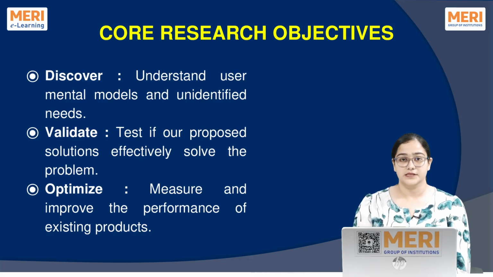Number 2, validate. The second objective is validation. Validation research answers questions like, does this design solve the user's problem? Can users complete tasks easily? Is the interface understandable? User research here tests prototypes, wireframes, or live products to ensure the solution works as it is intended. Validation helps teams avoid releasing products that look good visually but fail in real world usage.